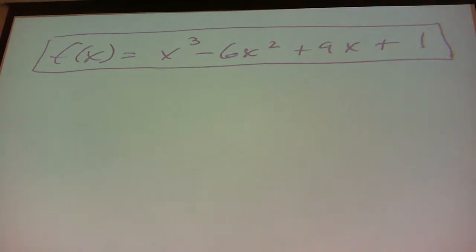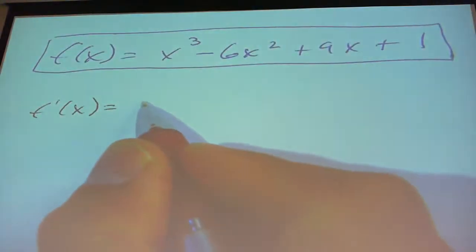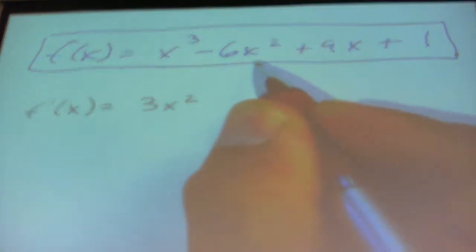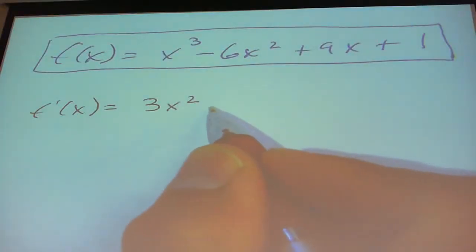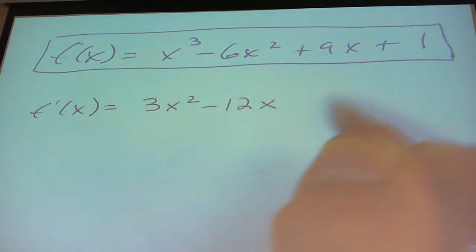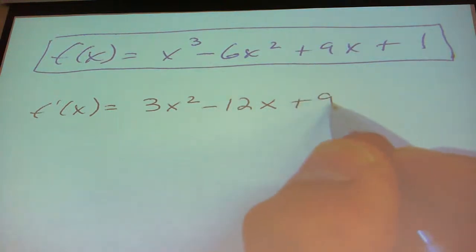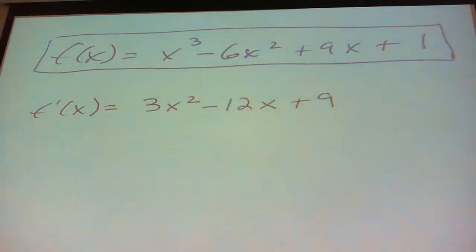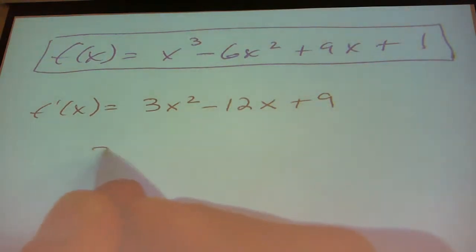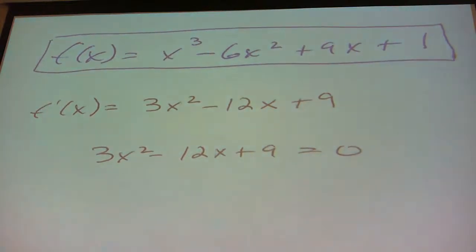Okay, let's see how we're doing on step 1. Step 1, take the derivative. Derivative of x cubed, 3x squared. Derivative of negative 6x squared, negative 12x. Derivative of 9x, 9. Derivative of 1 is 0. Okay, to find the critical points, the place we need to look at, we take that and set it equal to 0.